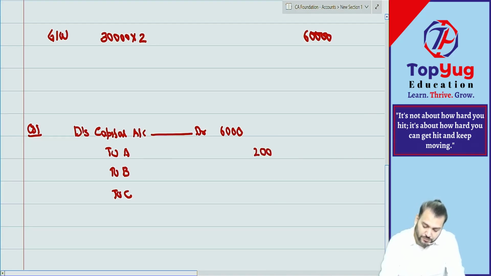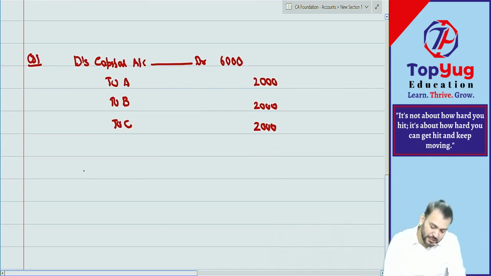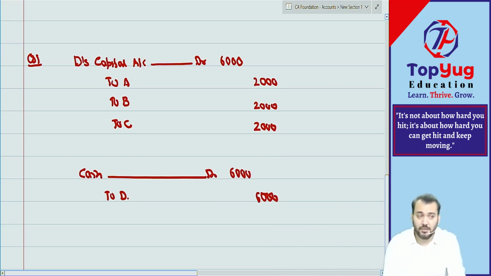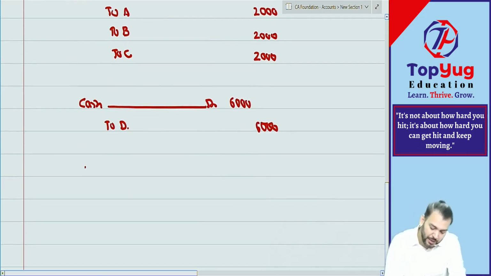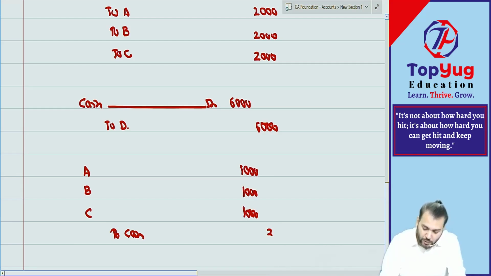So we'll do 2000, 2000 and 2000. Correct. And then how much will he bring? Cash account debit to D. He will bring 6,000. I'm just doing the goodwill entry, I'm not doing the capital entry. Okay. Then out of this how much will A, B and C withdraw? ABC to cash, 1000, 1000, 1000, 3000 will be withdrawn. These three journal entries will be done.